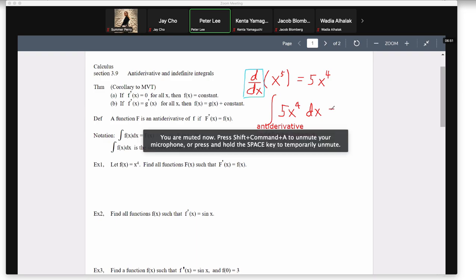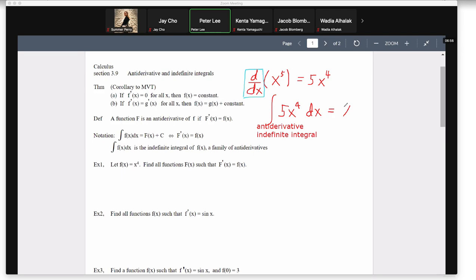What is it? Of course, we go back to x to the fifth power. The derivative of x to the fifth power is 5x to the fourth. So we actually put a plus c here. Plus c.